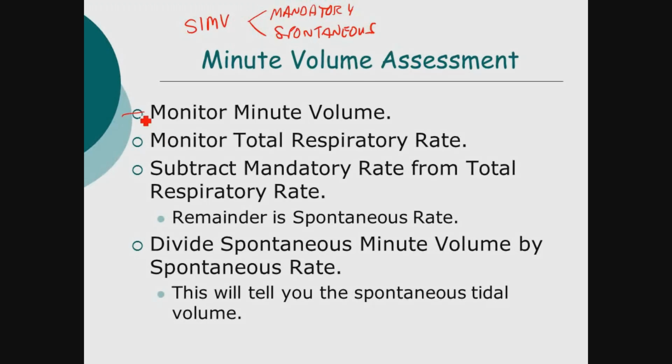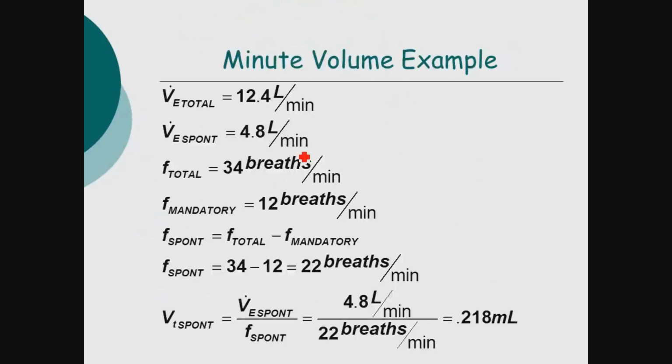I take a look at my minute volume, and I take a look at my total respiratory rate. I subtract my mandatory rate from my total rate, and what's left is spontaneous. I take a look at the minute ventilation that's not being made up by the mandatory breaths, and what's left is the spontaneous minute volume. Divide that by my spontaneous rate, and I'll have an average spontaneous tidal volume.